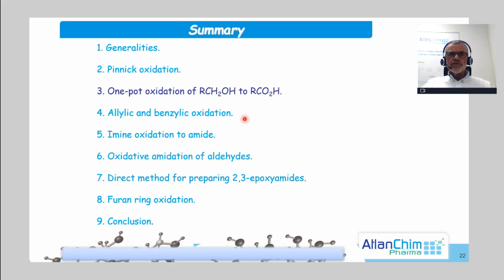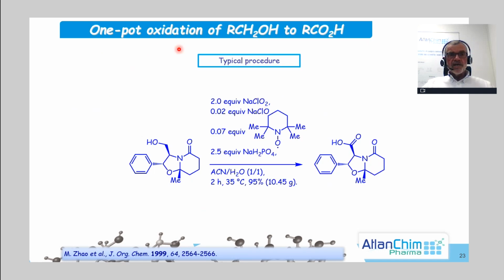Relatively few good general methods exist for the oxidation of primary alcohols to carboxylic acids. So in 1999, Zhao from Pfizer developed a TEMPO-catalyzed oxidation of primary alcohols to the corresponding carboxylic acids using sodium chlorite as a stoichiometric oxidant. This example here shows a typical procedure.